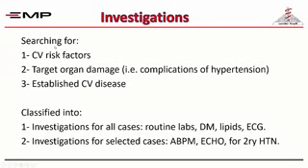Investigations for hypertension search for cardiovascular risk factors, target organ damage, meaning complications of hypertension, and established cardiovascular disease. They can be classified into investigations for all cases, like routine labs for diabetes mellitus, lipid profile, and ECG, and some investigations used for selected cases only, like ambulatory blood pressure monitoring, echocardiography, and some sophisticated investigations for secondary hypertension.